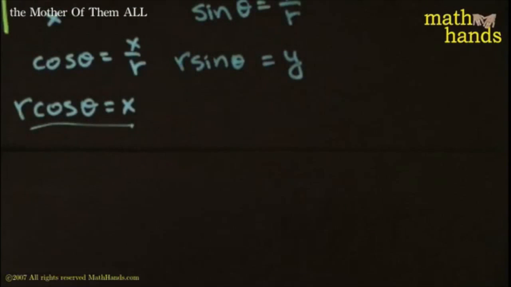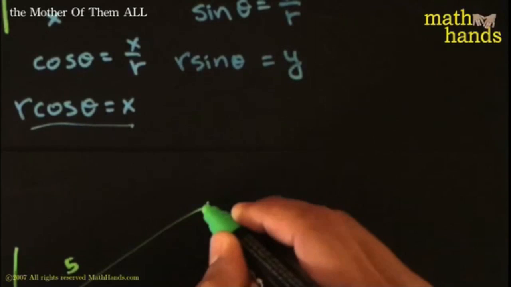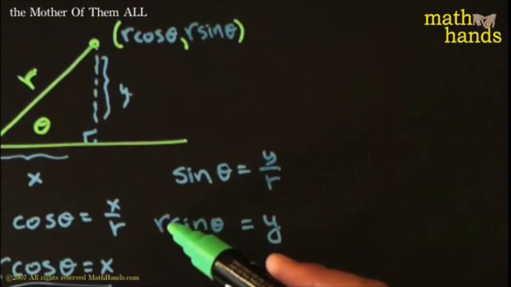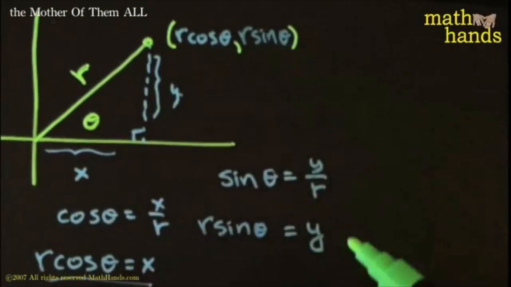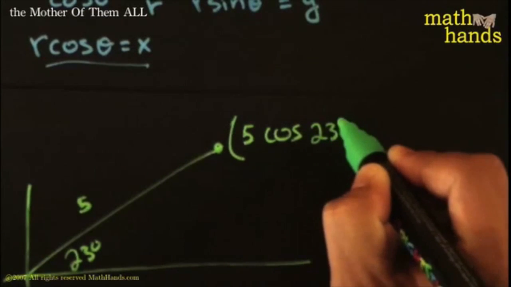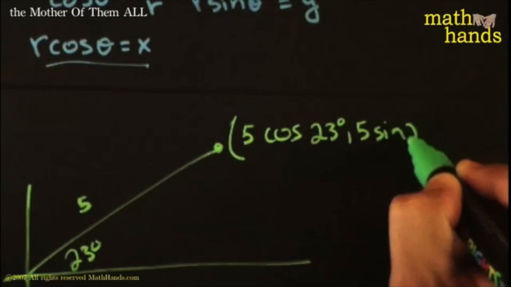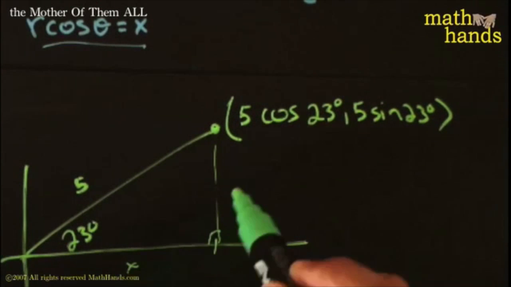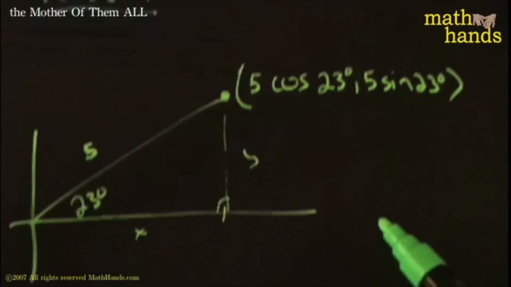Suppose I have this is 5 and this is, I don't know, 23 degrees. Then what exactly are the coordinates here? It should be automatic. The x coordinate would be r times cosine of the angle, and the y coordinate r times sine of the angle. So this would be 5 cosine 23 degrees, 5 sine 23 degrees. Just like that, you should immediately be able to tell me the x coordinate and the y coordinate here. Okay, it should be automatic.